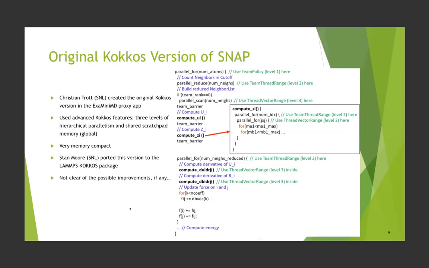Christian Trott also used shared scratchpad memory. So for both threads and vectors, there was a shared memory use. And this implementation was very memory compact, so it only used as much memory as the threads in flight. I took this version and ported it to the LAMMPS Kokkos package. At this point, we weren't super happy with the performance, but it really wasn't clear if there was much room to gain.